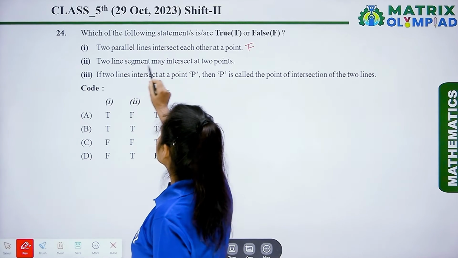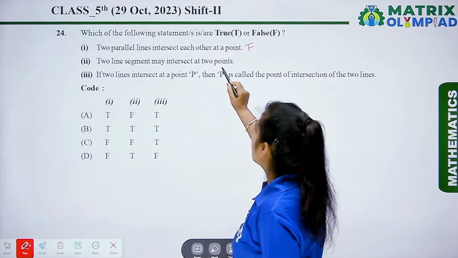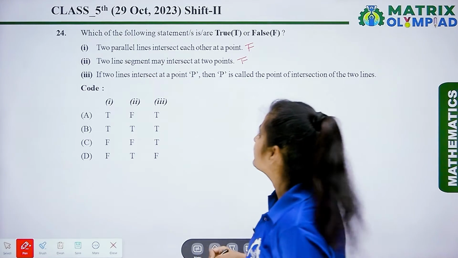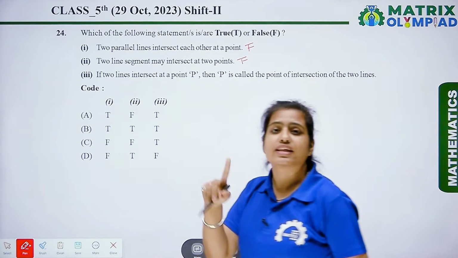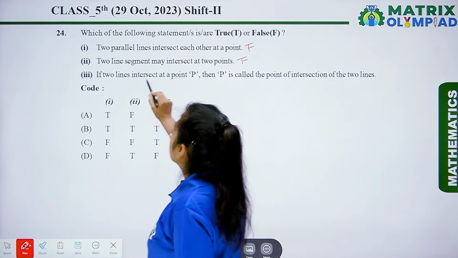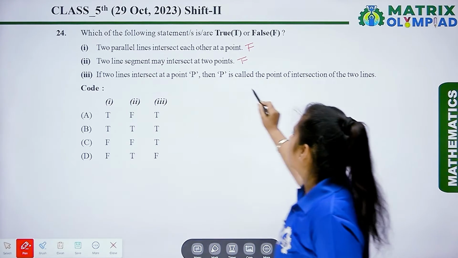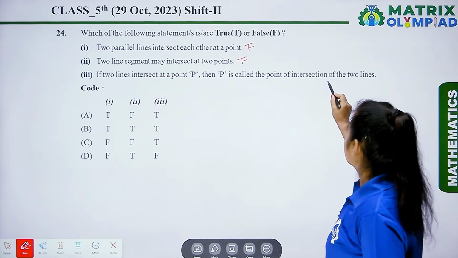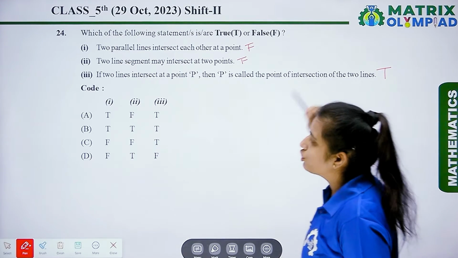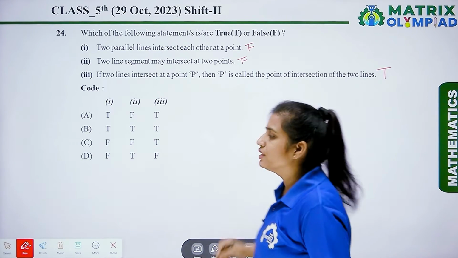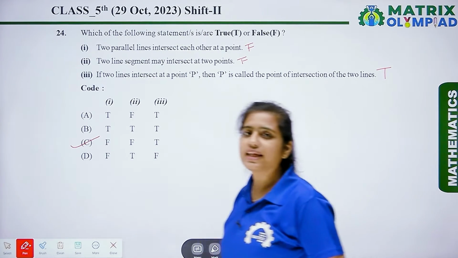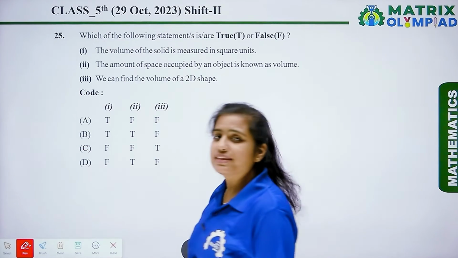Next is, two line segments may intersect at 2 points. This is also a false statement because two line segments may intersect at a single point. Now the next is, if two lines intersect at a point P, then P is called the point of intersection of the two lines. So this is true. So here the sequence is false, false, true. Let's check the answer. Option C is the correct answer. Now let's start the next question.